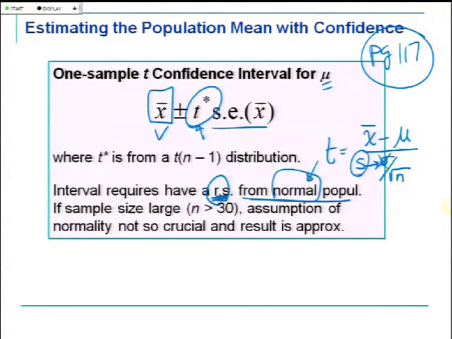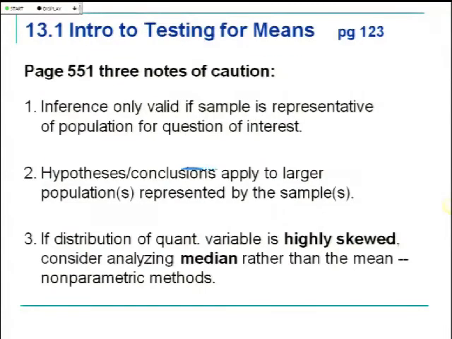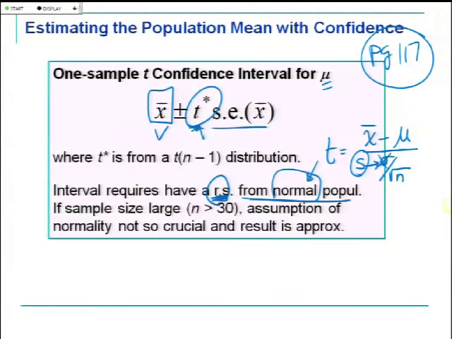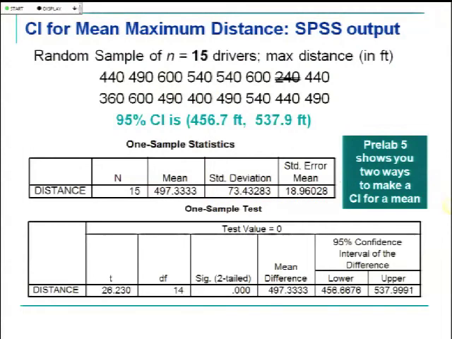We learned how to look up t-star values with our table A2 with appropriate degrees of freedom. The degrees of freedom are n minus 1. That comes from our S. Your formula for S has an n minus 1 on the bottom, that associated degrees of freedom. All right, we made a confidence interval. This was for those 15 drivers. Did that on page 118 or 119 and 120.